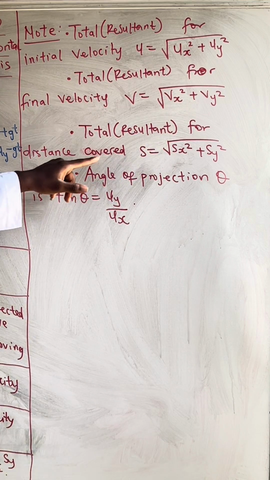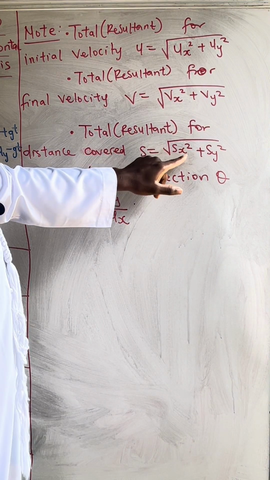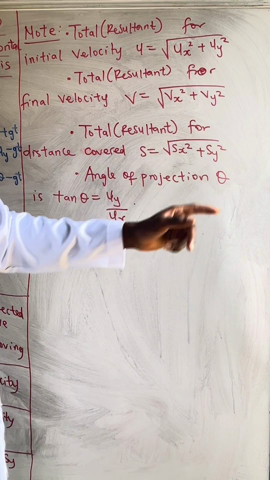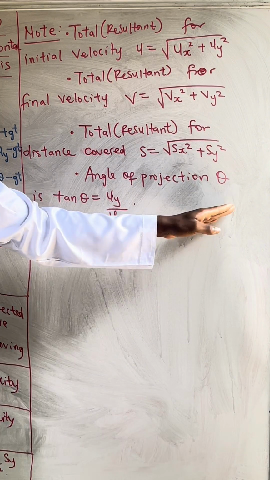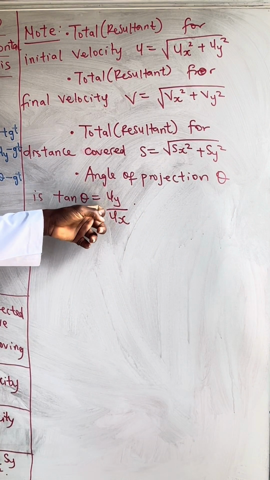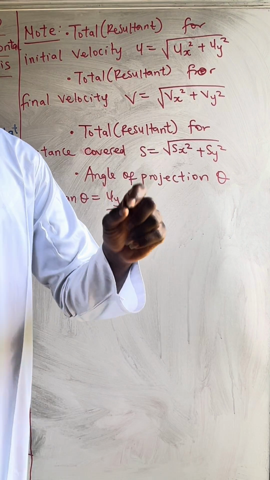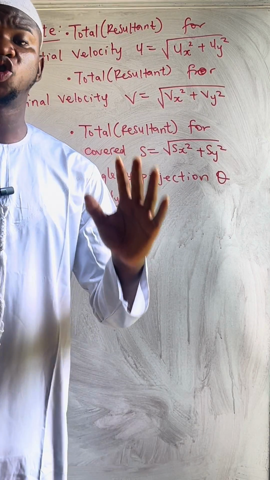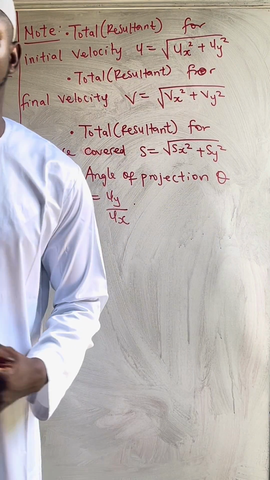Total resultant for distance covered will be what? S, and that's equal to what? Square root of Sx squared plus Sy squared. And the angle of projection theta, the formula is given as tan theta is equal to what? Uy over Ux.